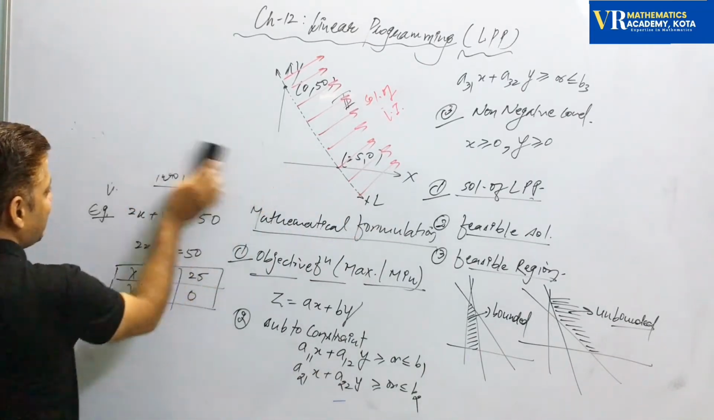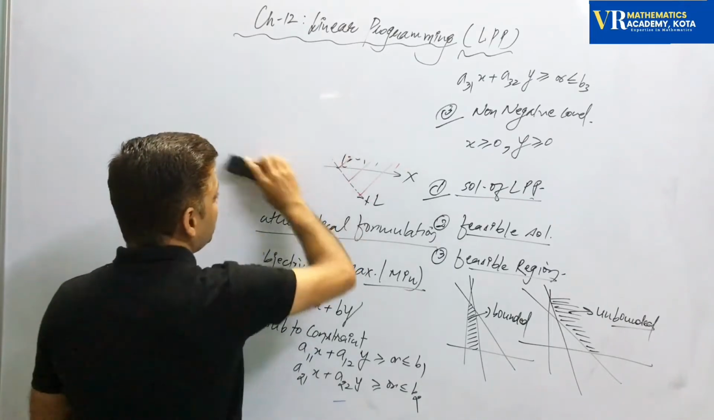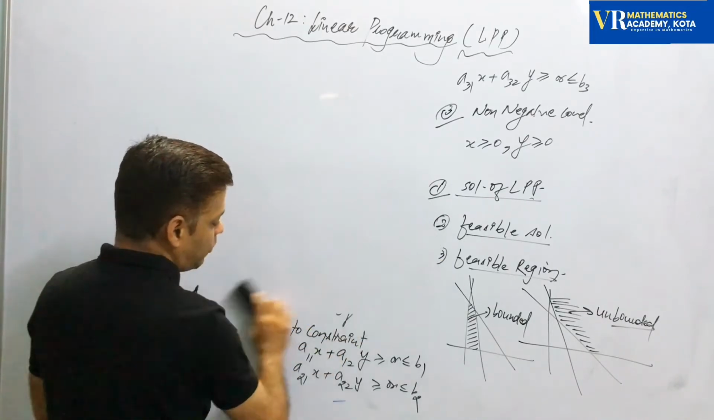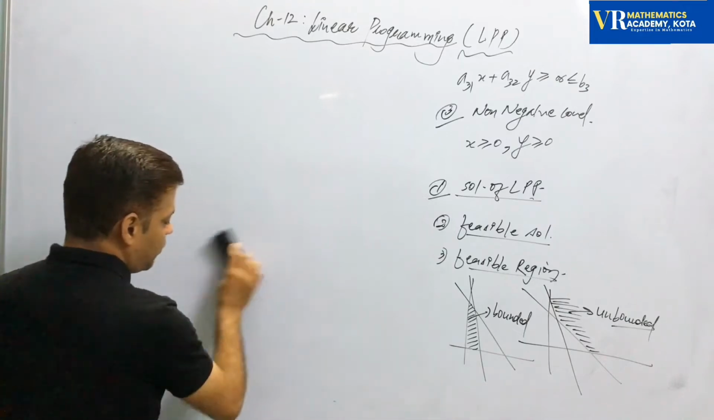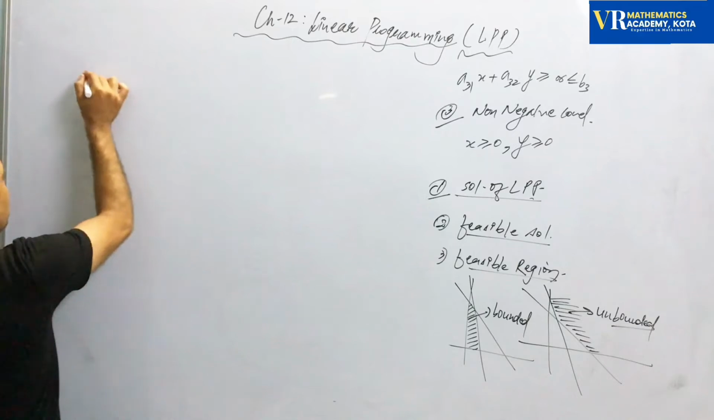The next important point is some of the theorems we discuss before starting the problems of LPP. Let's see. The next point is convex set.